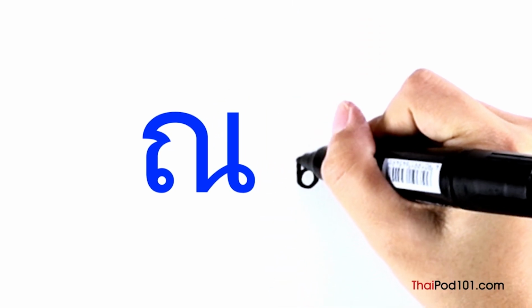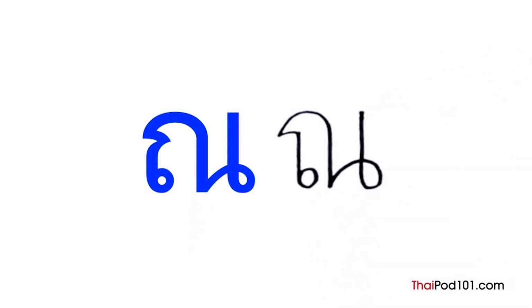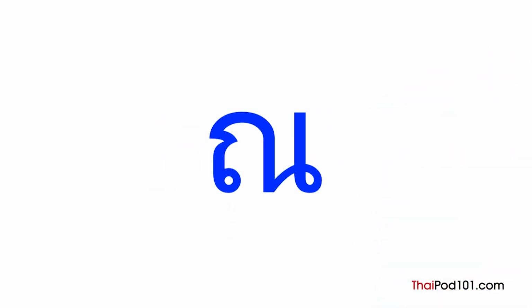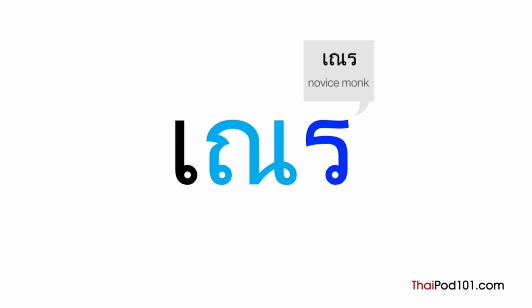Let's practice writing นอเนน together. Start with the head, make the shape of กอไก่ and finish with the loop on the right side with a vertical line. นอเนน is of course used to write the word เนน which we said means a novice monk. The initial consonant is นอเนน, the vowel สระเอ is written to the left of it, and the final consonant is รอเรือ.